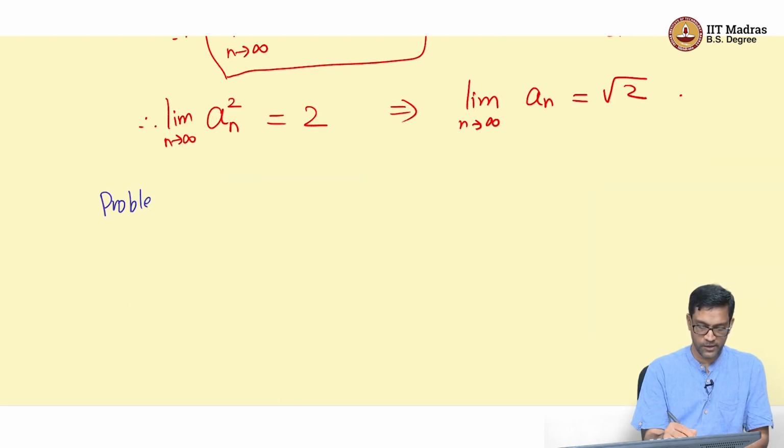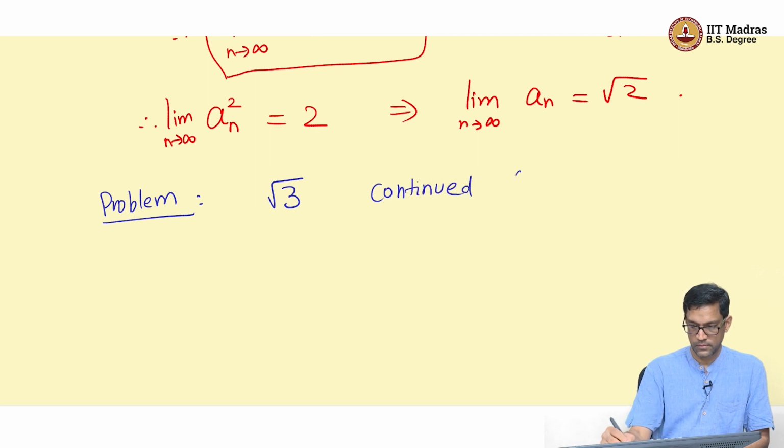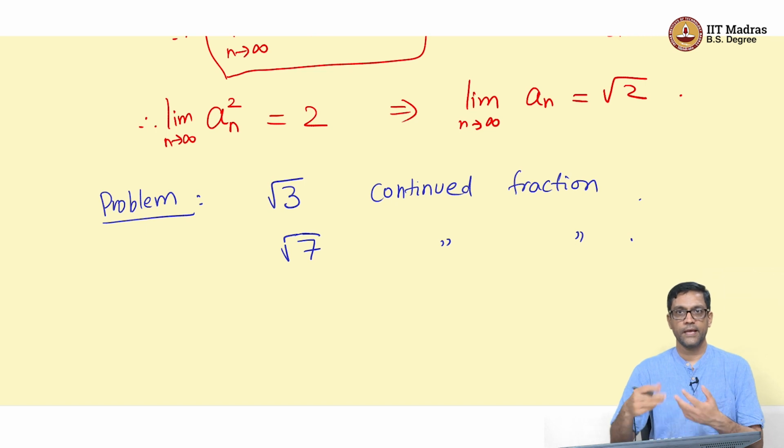So here's a nice set of problems. You can try and make many such problems of your own. Try to find a continued fraction for square root 3, and maybe also for all the other square roots. So let me say square root 7, find a continued fraction for square root 7. Try and use the same sorts of ideas in terms of Euclid's algorithm or something like that.